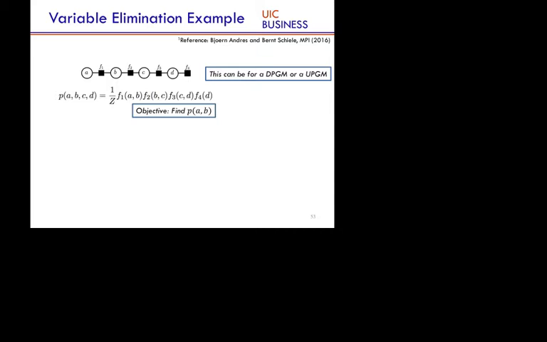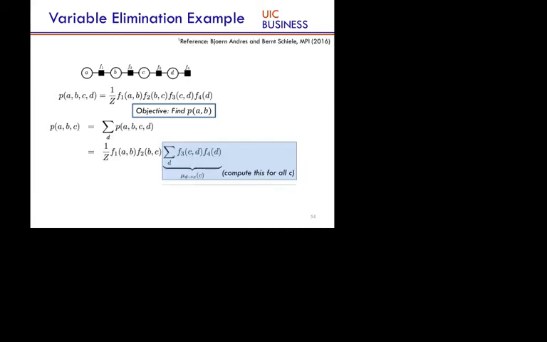So let's say our objective is to find the probability of a and b. Okay, so that's a marginal. Do you agree with that? So we'll take one variable at a time. Let's take variable d. Let's compute the probability of a, b, c. I just picked d arbitrarily because there are only 2 choices: either sum over d or sum over c. Ideally, I'm supposed to sum over both c and d, but let me pick d first.